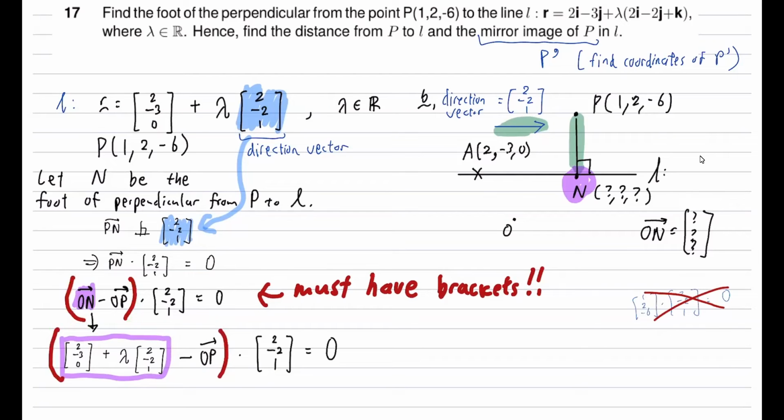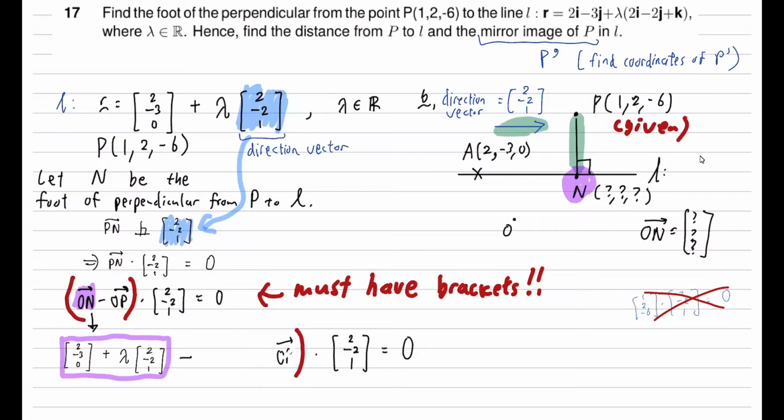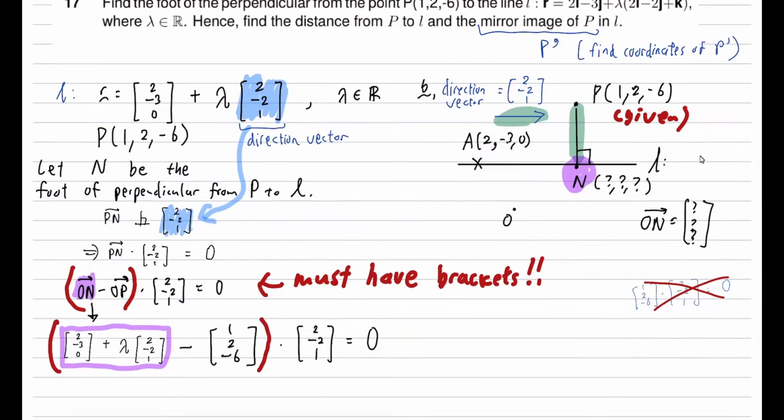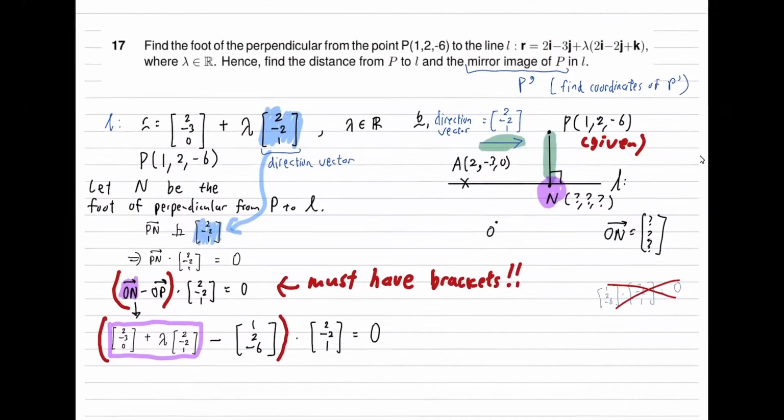Okay, good. But wait a minute. Do I know what OP is? Yes, it's given by the question. So what should you do? If you're faster, you can just substitute straight away. So I'm going to write down my OP, which happens to be (1, 2, -6). So I put down 1, 2, -6. Is this correct? Wrong. What's missing? The bracket. I purposely erased it. I'm testing you. Okay, cannot catch. So yeah, missing bracket.